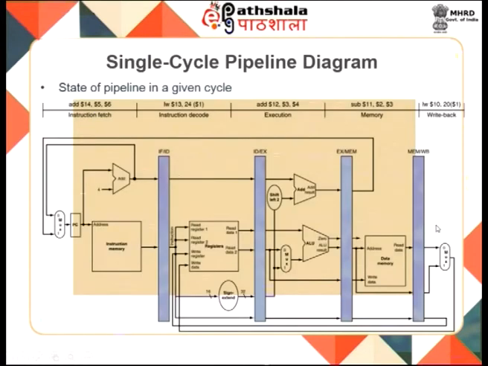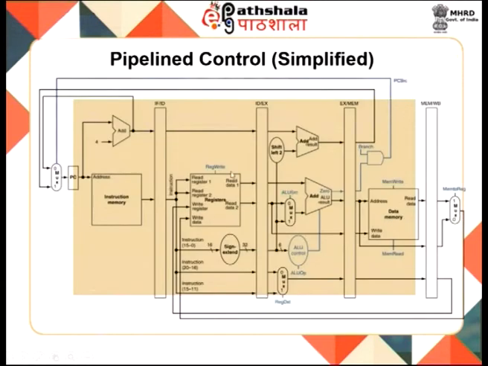If you look at a single cycle pipeline diagram, the same as we discussed before, that shows you all your stages for each and every instruction, what are the various stages that happen. So, now we have looked at the data path implementation. Now, what about the control signals for a pipelined implementation?